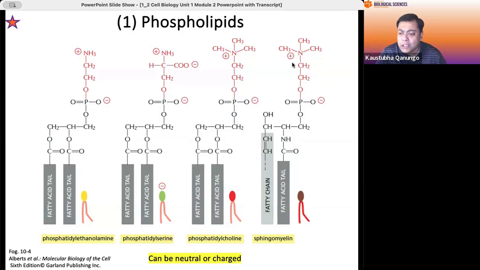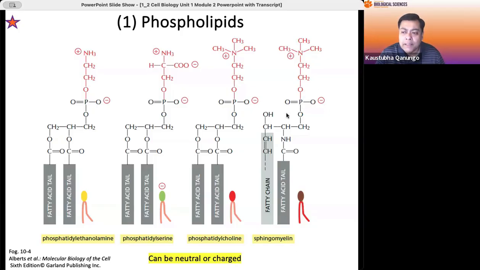Next, you have another one. This is your sphingomyelin. The sphingomyelin, we are going to talk about that. It is also an example of a phospholipid. There are some of them with sphingosine in this class of lipid, which could be a little bit different.